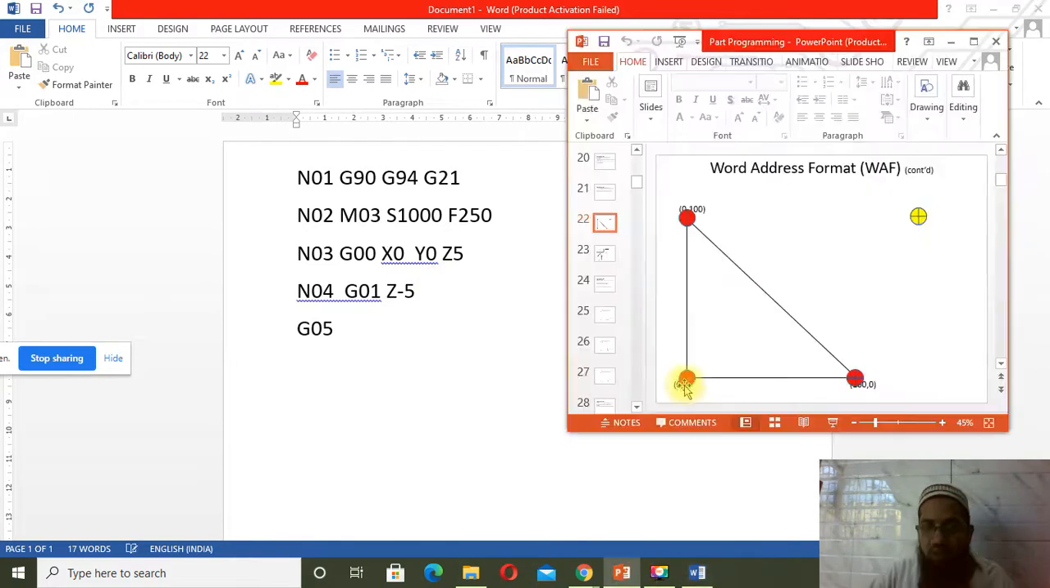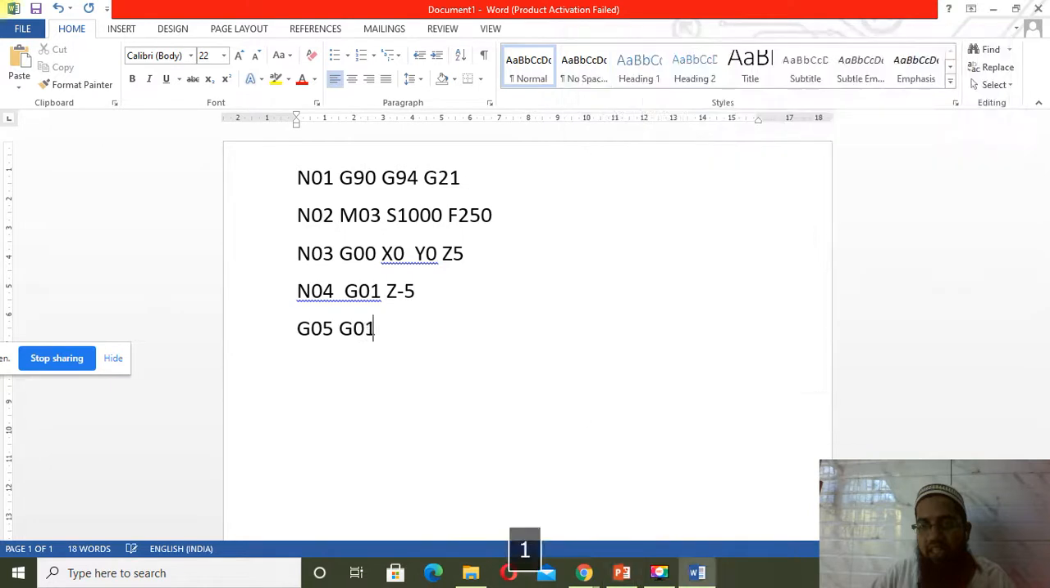After z minus 5, N05. Here you can see the tool, I have to do the machining from here to here, and the value of x is 100. The tool will move from here to here, the value of x is 100, and the value of y will be 0. I am using G01, linear interpolation, because we need to do some cutting operation. So G01, x is 100 and y is 0.